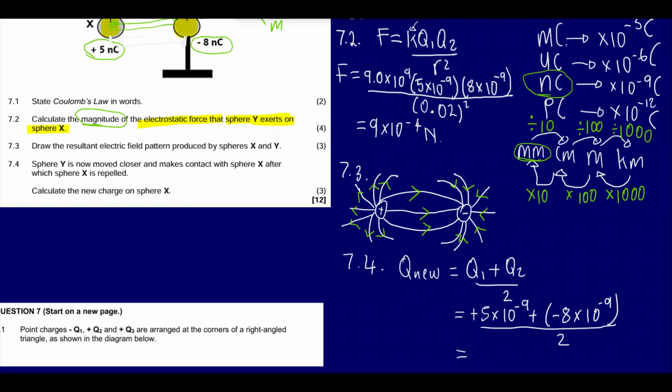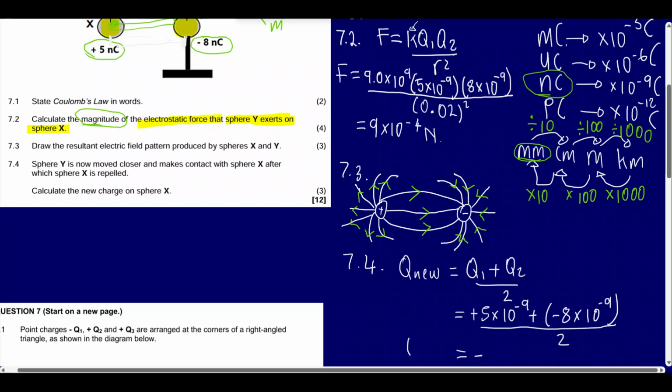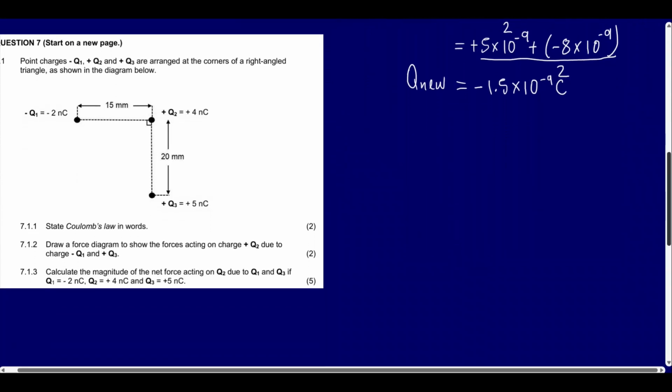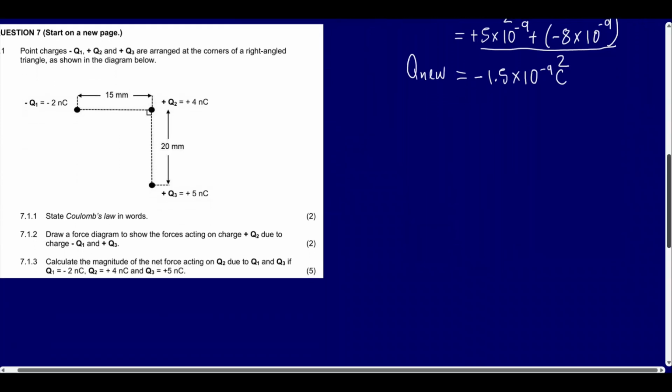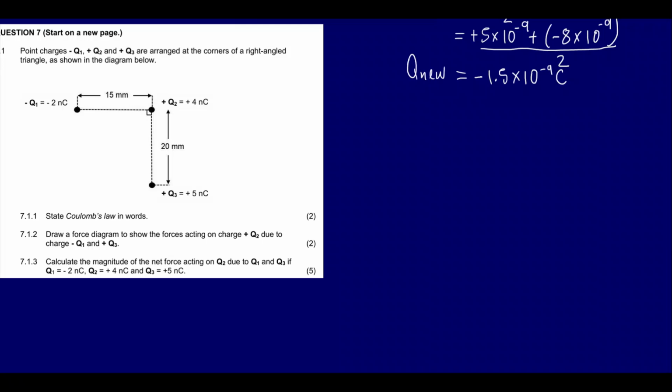So let's quickly add that. 5 times 10 to the power of -9 plus -8 times 10 to the power of -9, all over 2. So we'll get the new charge here. It's negative 1.5 times 10 to the power of negative 9 coulombs. So there we have the charge, and I think we can now move on to the next question.